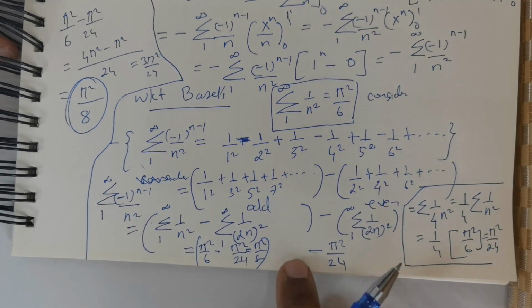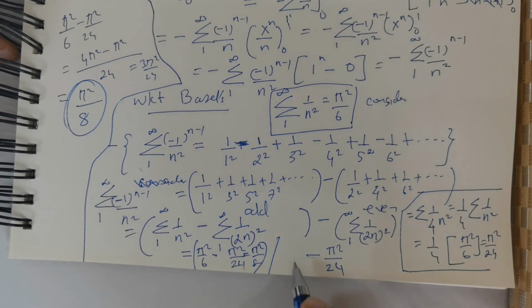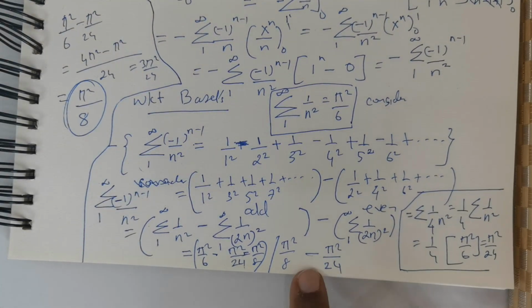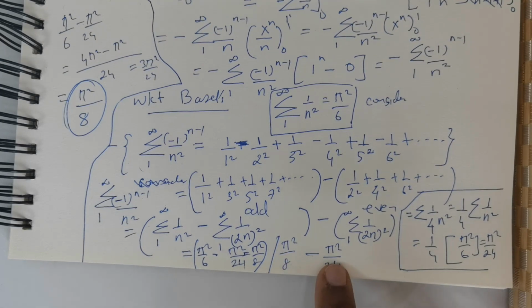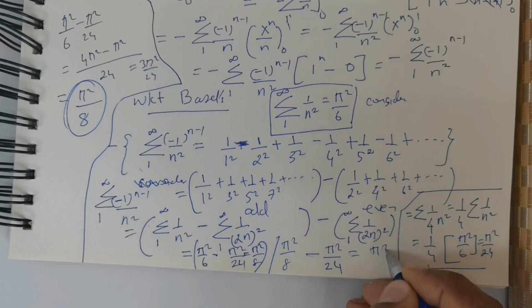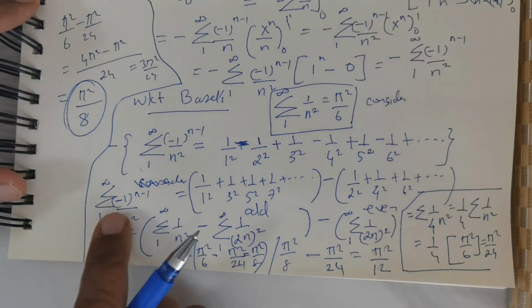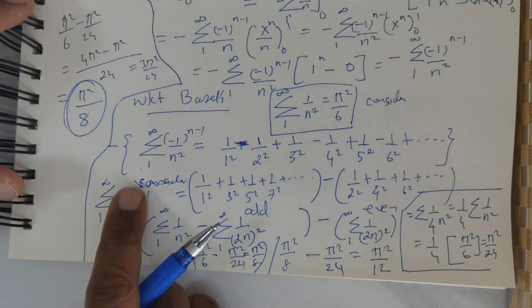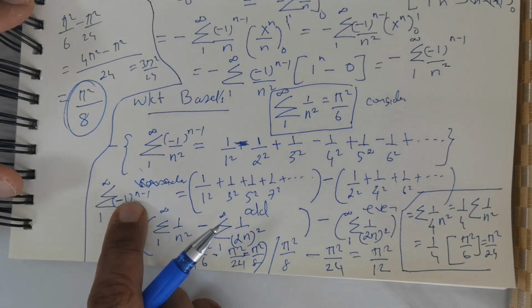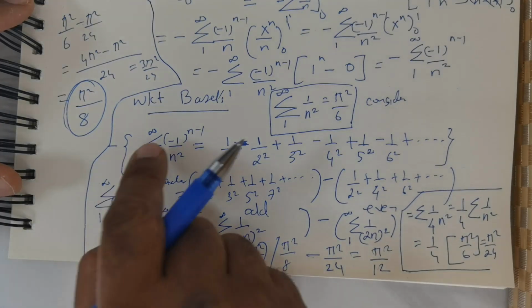Now I need to place this pi squared over 8, right? So I am placing pi squared over 8. Now I need to evaluate this pi squared over 8 negative pi squared over 24. That would give me pi squared over 12. Okay, now what is this? This is sigma 1 to infinity negative 1 raised to the power n minus 1 divided by n squared. This is this value, but we need this value.